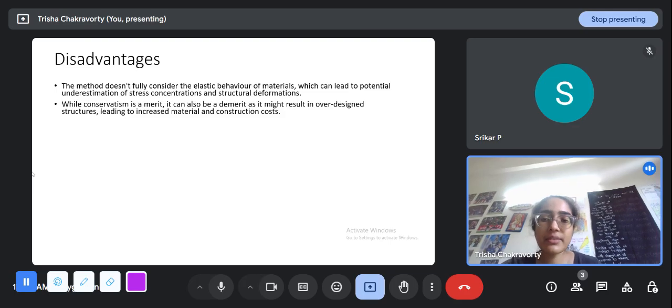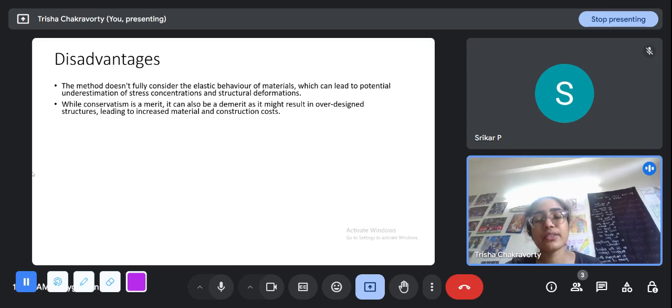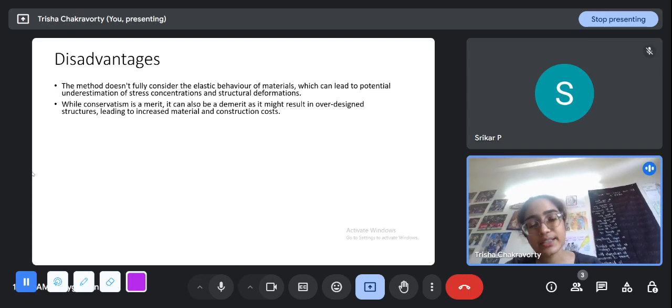While conservatism is a merit, it can also be a demerit because it might result in over design of structures. Over design means that we are giving more material than it's needed. We're giving a higher grade of steel or concrete than is needed. That leads to safer design, but it also leads to increased material and construction costs.